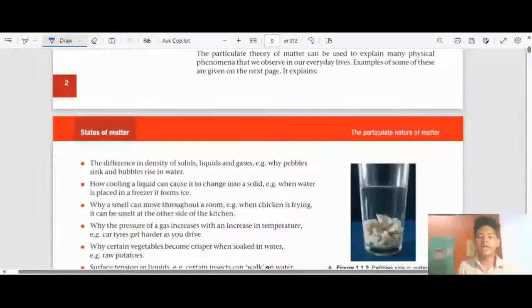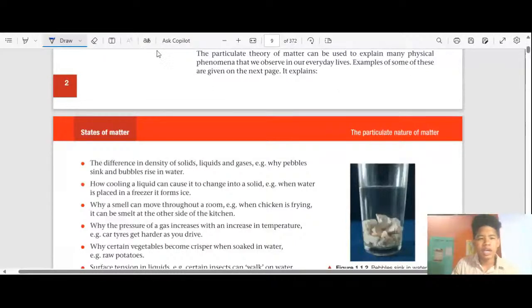In relation to the particulate nature of matter, first, the difference in density of solids, liquids, and gases. Example: why pebbles sink and bubbles rise in water. These are some of the basic questions that the particulate theory can be used to explain. Secondly, it explains how cooling a liquid can cause it to change into a solid. For example, this is freezing. Example: when water is placed in a freezer, it forms ice. The particulate theory answers that.